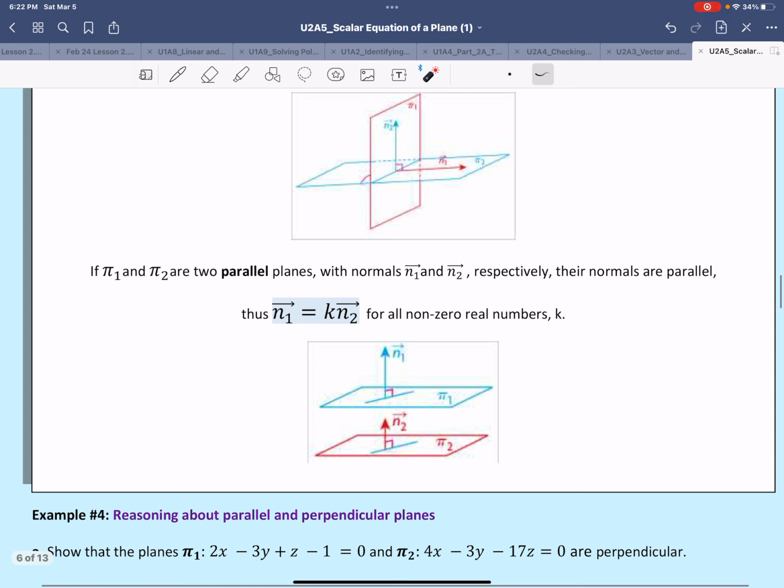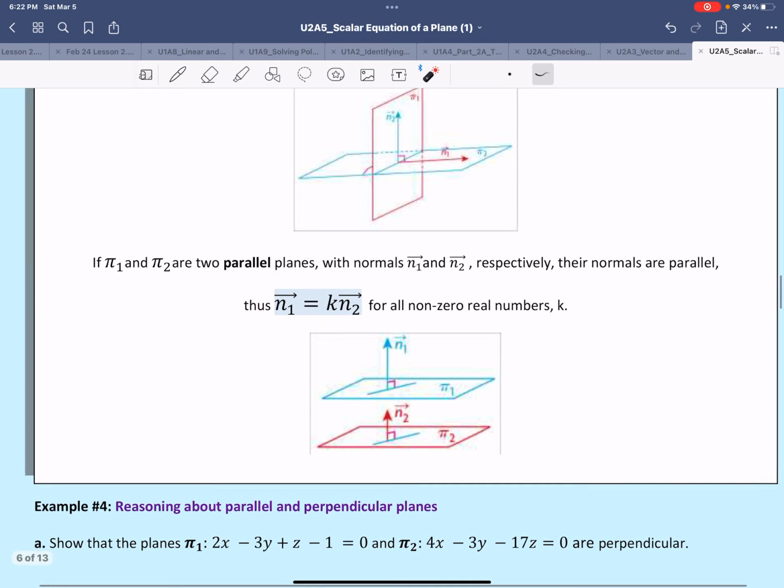Similarly, we're going to say that two planes, pi 1 and pi 2, are parallel to each other if their normals are parallel to each other. And if two vectors, or these two normals, are parallel to each other, that means they can be expressed as scalar multiples of each other. So if we want to prove that two planes are parallel, it's enough that we prove that the normals are scalar multiples of each other.